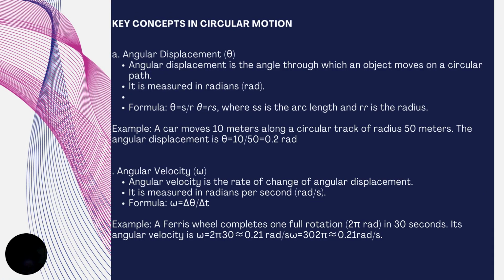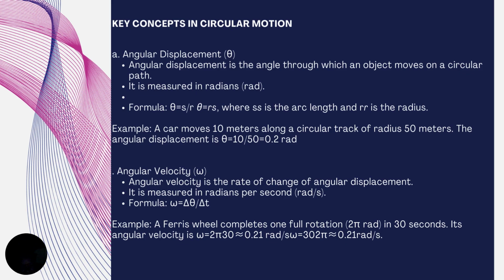And then we look at key concepts in circular motion. Key concepts in circular motion: angular displacement. Angular displacement is the angle through which an object moves on a circular path. The angle through which an object moves on a circular path is measured in radians. We measure angles in radians. You are used to degrees, but actually angles are measured in radians as well.